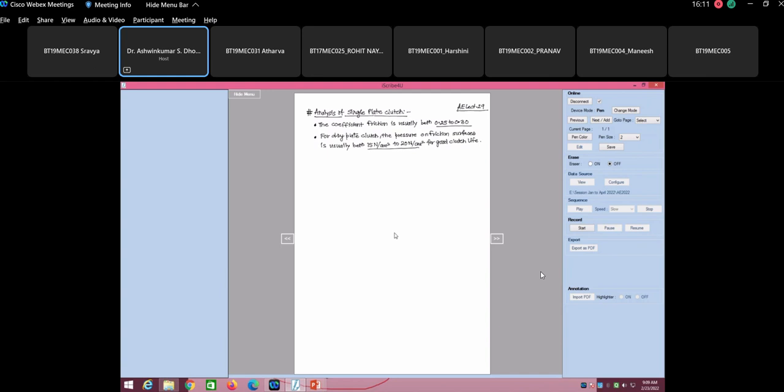Okay, so now the clutch is analyzed for torque transmission based on two theories. These theories you might have studied. Theory one is the uniform pressure theory.